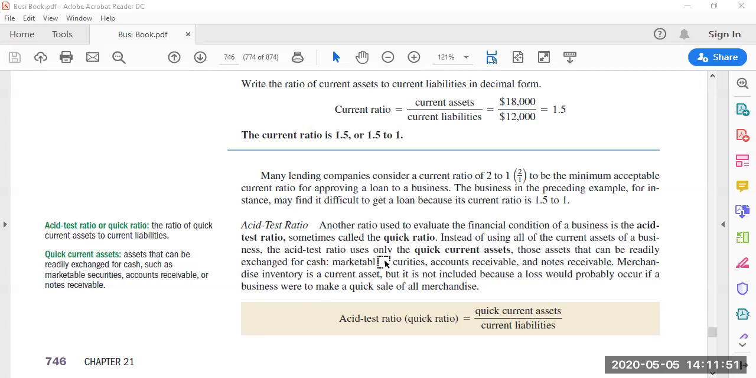Such items would be your marketable securities, stocks, bonds. You can quickly sell them and get cash. Accounts receivable, people owe you money, you can quickly get that money. And notes receivable, they owe you money, you can quickly get that money. You can also sell these accounts receivable to someone else, maybe for a discount, in exchange for quick cash. So we can use these as quick current assets.